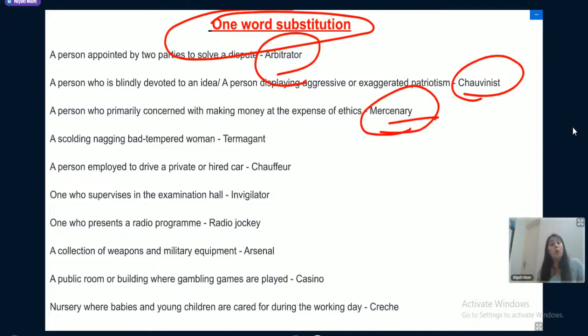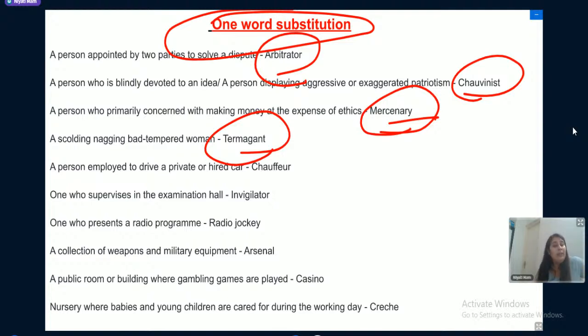Mercenary. A scolding, nagging, bad-tempered woman. A woman who is always fighting, who is always scolding others, who is always ready to fight, is known as a termagant. Termagant.